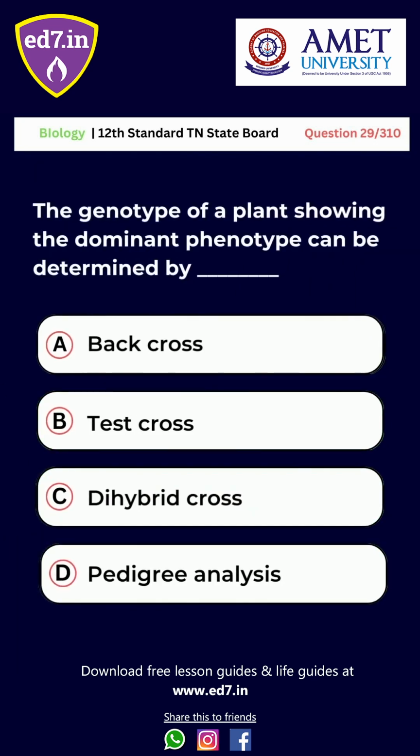Question number 29. The genotype of a plant showing the dominant phenotype can be determined by option A, back cross. B, test cross. C, dihybrid cross. D, pedigree analysis. And the right answer for this question is option B, test cross.